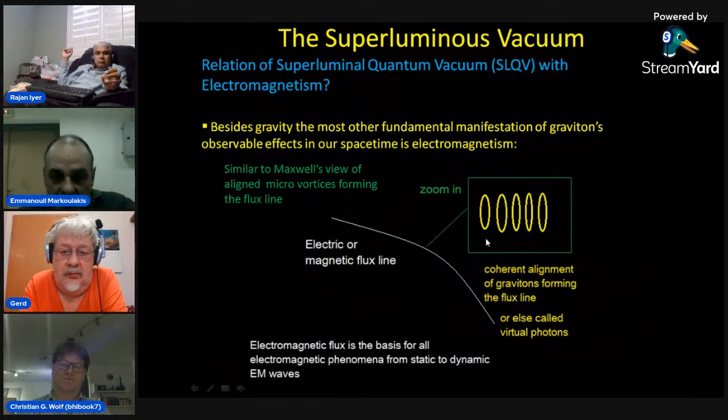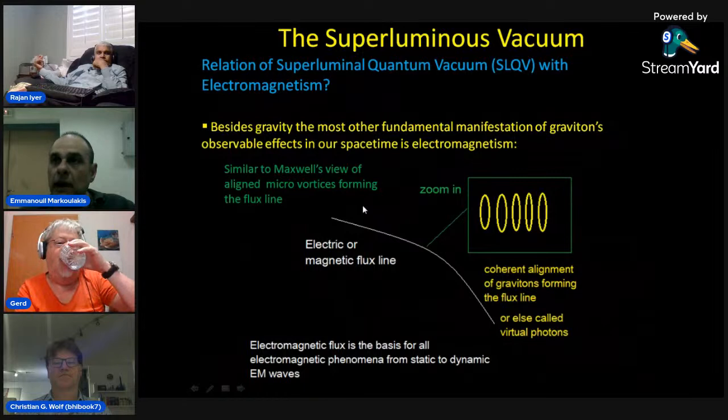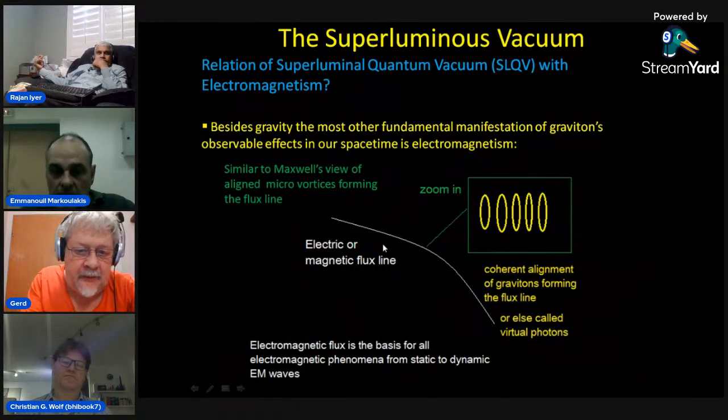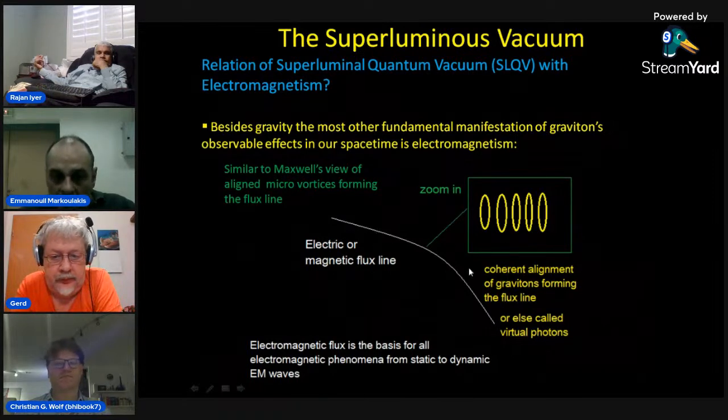Whenever these gravitons align coherently, we have a flux line. This is actually nothing new. If you read Maxwell, and I can point you to the reference of his work, Maxwell imagined that each point in a flux line is formed by microscopic quantum vortices, all aligned in space, and the magnetic flux line is passing through the center of all these aligned vortices. So that was actually a view of Maxwell.